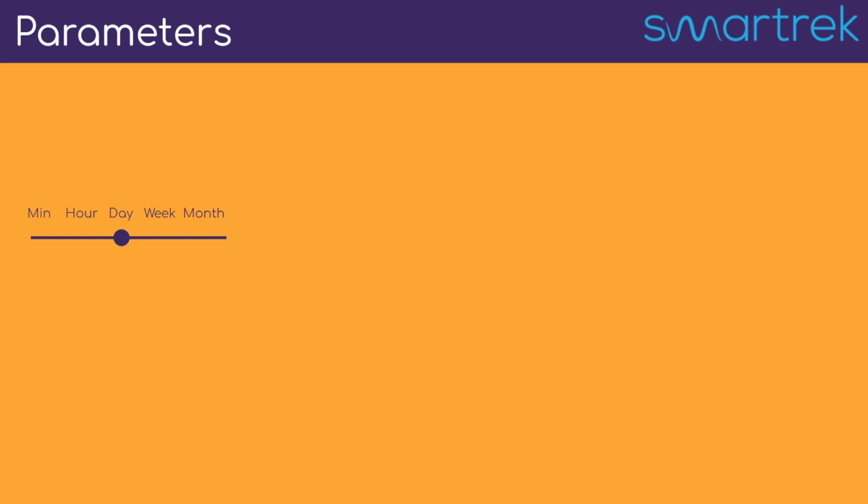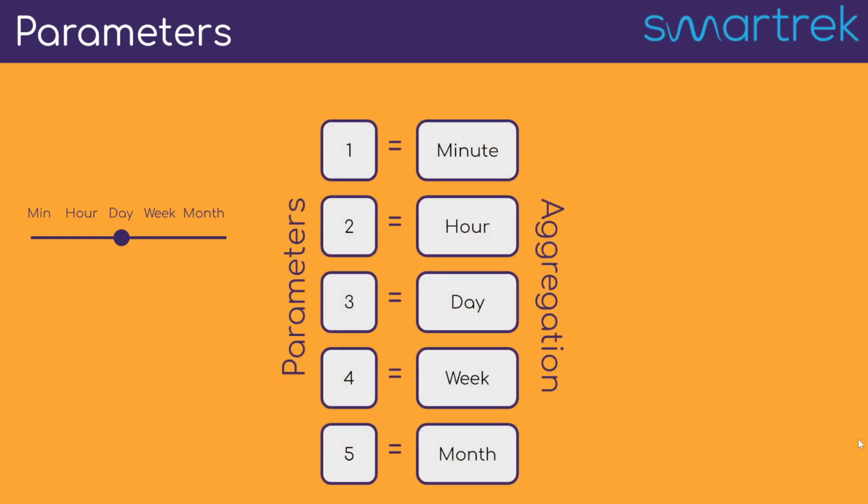So I'm going to need 5 numbers, 1, 2, 3, 4, and 5, corresponding to minute, hour, day, week, and month. If my current selection is day, then my parameter will be 3, and my aggregation method will be by days. If I move my slider around and select hour, then my parameter will now take a value of 2, and my aggregation method should be by hours. If I move it again and select minutes, then my parameter should take the value 1, and my aggregation method should be by minute.